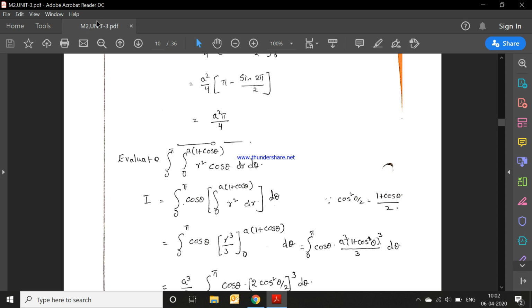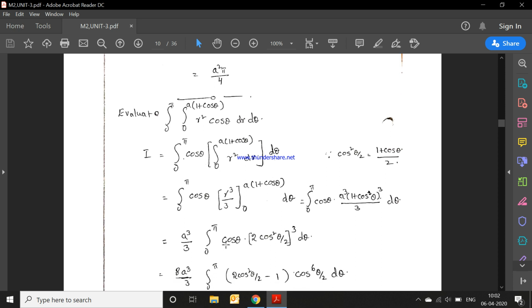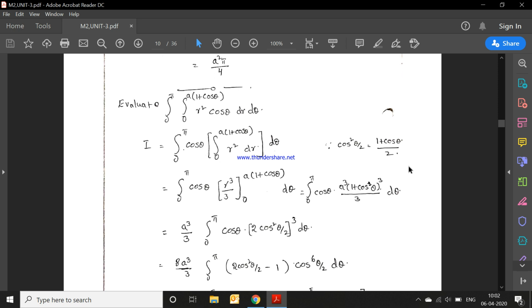Integral 0 to pi cos theta. You can substitute the upper limit a into 1 plus cos theta. It becomes a cube, 1 plus cos theta whole cube by 3 into d theta. Lower limit is 0, so that's why we are getting 0. So next one, here a cube by 3 is constant right outside. Integral 0 to pi cos theta into 1 plus cos theta.